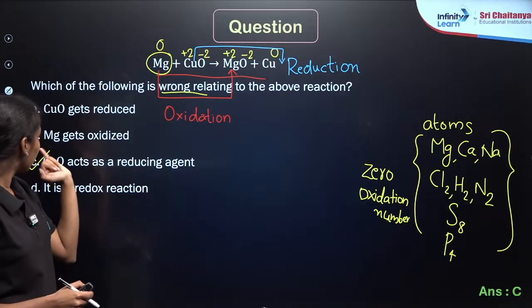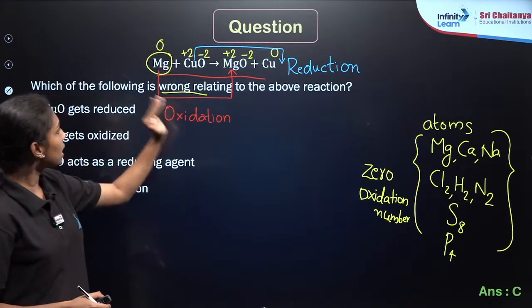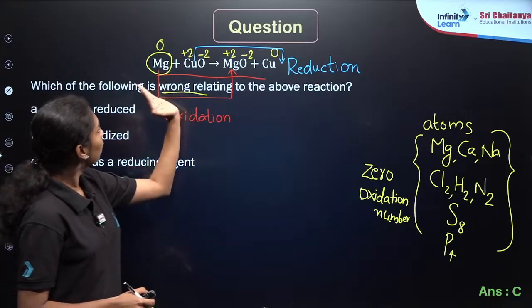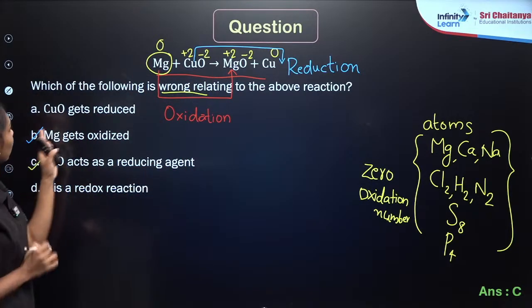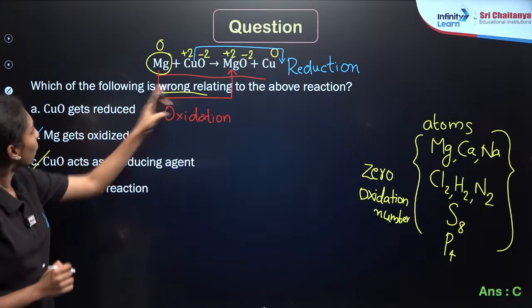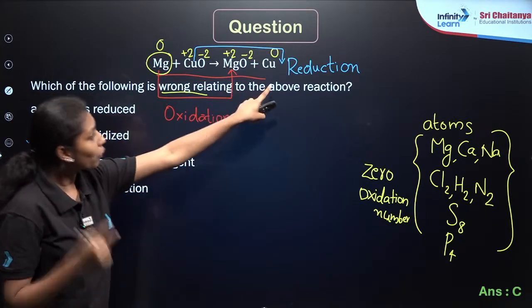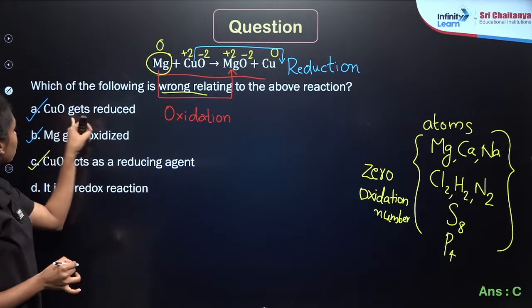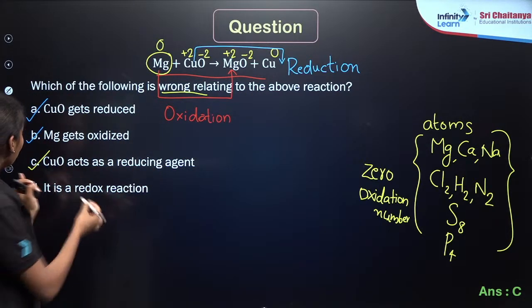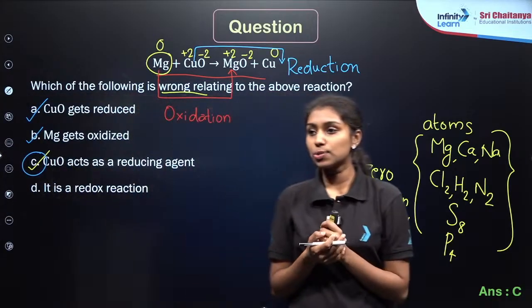So this is the correct statement. Then what is obtained here? Mg gets oxidized, right? Mg is changing oxidation number from 0 to +2, which means it is oxidized. So this is also a correct statement. Then what about the CuO? Copper oxide is reduced, right? Copper is reduced from +2 to 0, which means that this is also correct. Copper oxide gets reduced. Then what do you mean by the reducing agent? What do you mean by reducing agent?